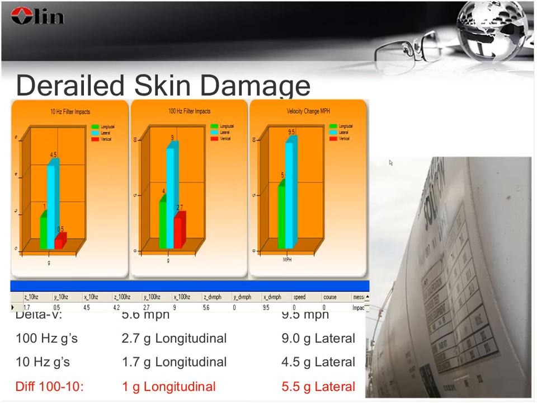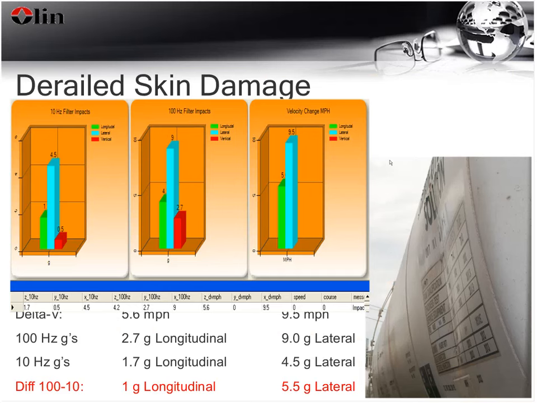So this is another event. This is a derailed event that caused some skin damage. And in this event, it's more of a shock pulse type event. And what we're doing is we're taking the 100 hertz readings and subtracting from them the 10 hertz readings. And that gives us, in this case, a 5.5G lateral impact.